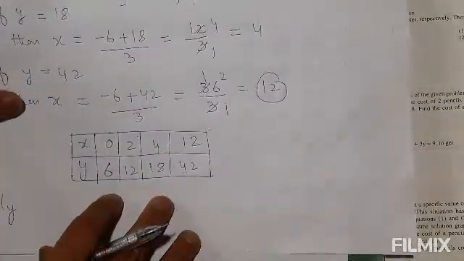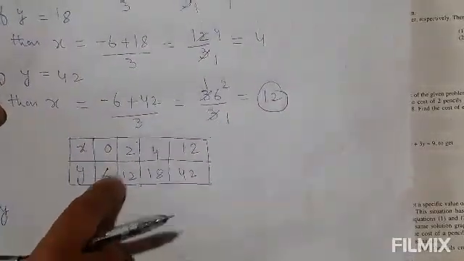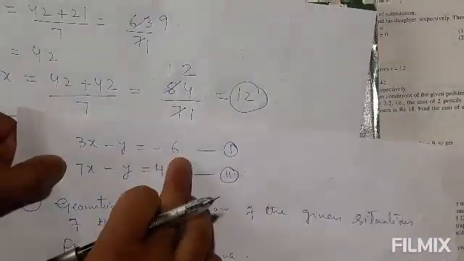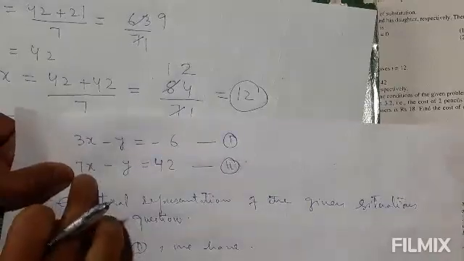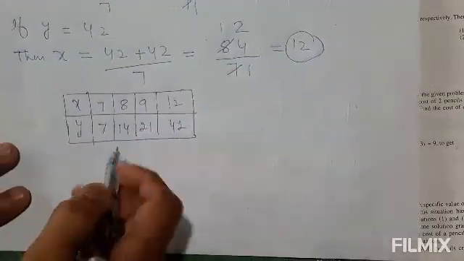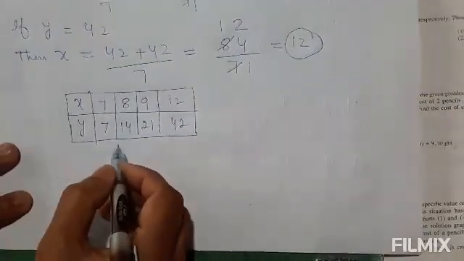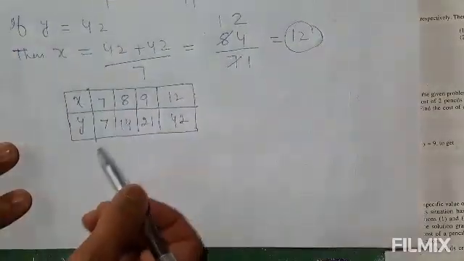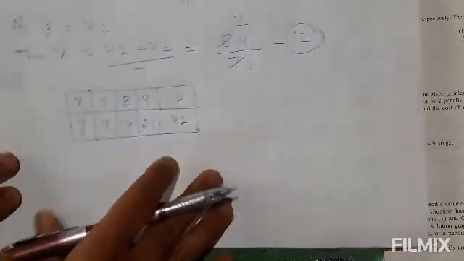Thus, we got two tables from two different equations. This is the first table. We got this table from equation number first. And from equation second, we got this table. What do we have to do now? We have to plot a graph with the help of these two tables. Let's move further.